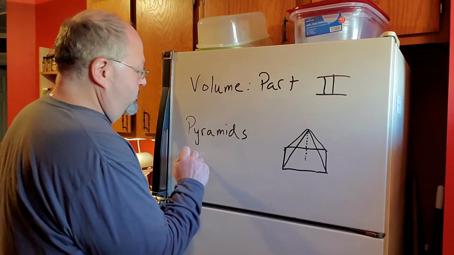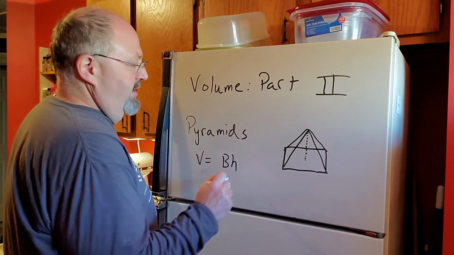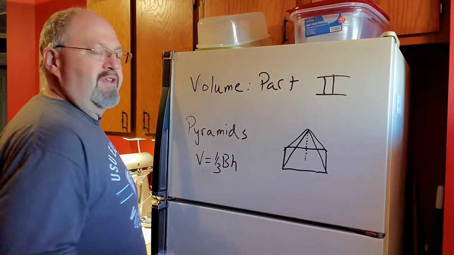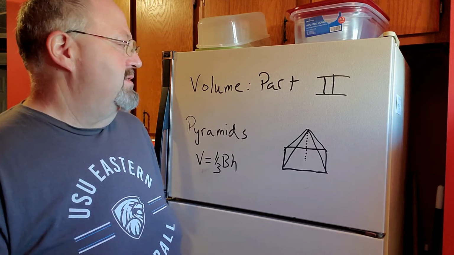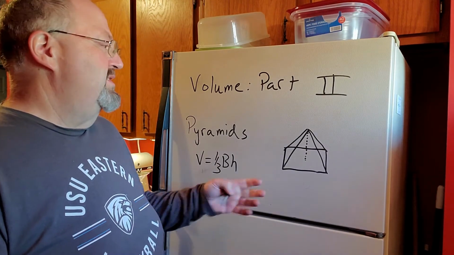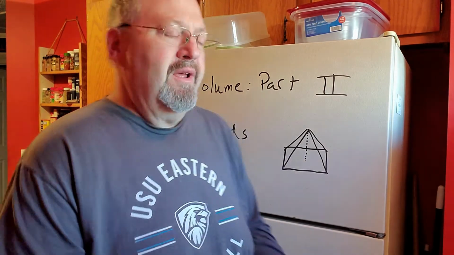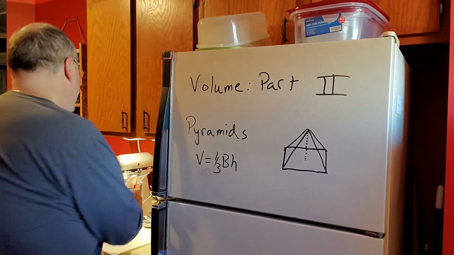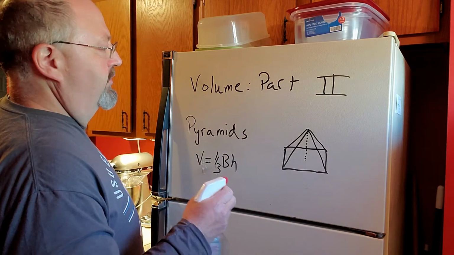So volume of a pyramid is still the area of the base times the height. We just have to divide it by 3. So it's just 1/3 base times height. So easy enough. Just find the area of a rectangle, divide by 3, and you're done. So nothing super difficult there.